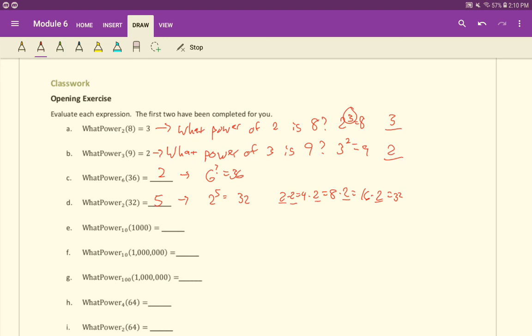Next one. What power of 10 is 1,000? So 10 to the what equals 1,000? Well, that's 3, three zeros. How about 1 million? There are 6 zeros there, so 6. How about 100, though? Now I have to think: 100 to what power gives you 1 million?